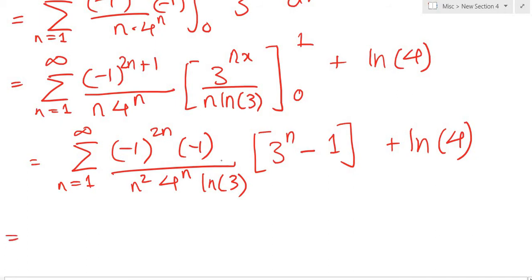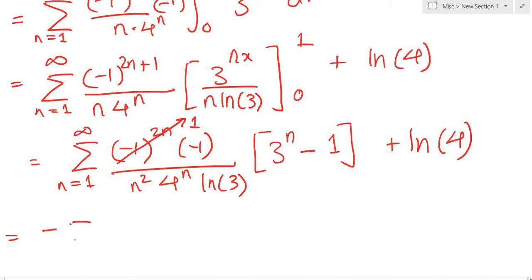Now we can split this up into two separate sums, if you will. And before doing that, I would like to remind you that n is a positive integer. So 2 times any positive integer is an even number. So negative 1 to an even power is positive 1. So this is 1, and this negative 1 is retained.